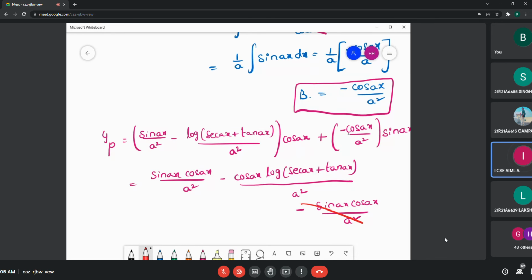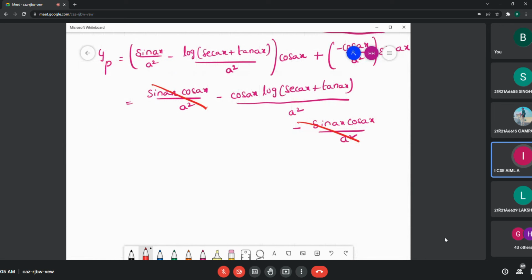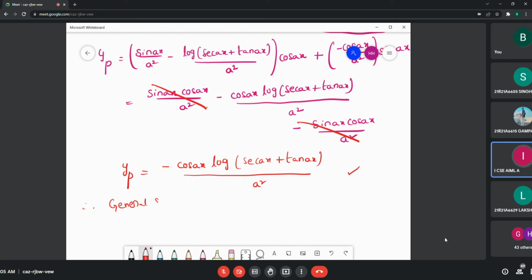So both the terms get cancelled. So finally yp is equal to minus cos ax into log of secant ax plus tan ax, divided by a square. This is the value of yp. Therefore, the general solution is y is equal to yc plus yp.